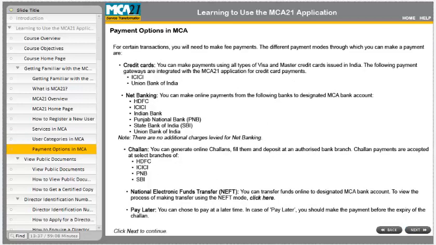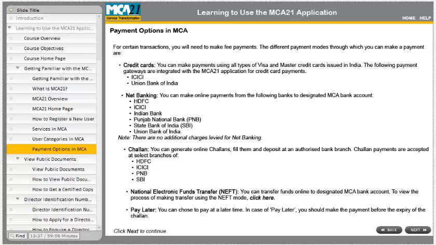For certain transactions, you will need to make fee payments. The different payment modes through which you can make a payment are: credit cards. You can make payments using all types of Visa and Master credit cards issued in India. The following payment gateways are integrated with the MCA21 application for credit card payments: ICICI, Union Bank of India.